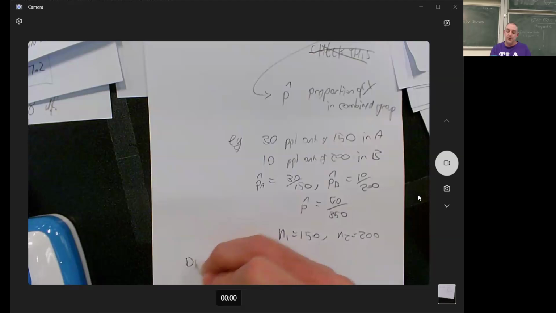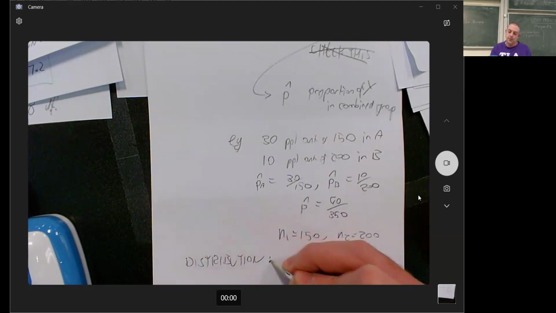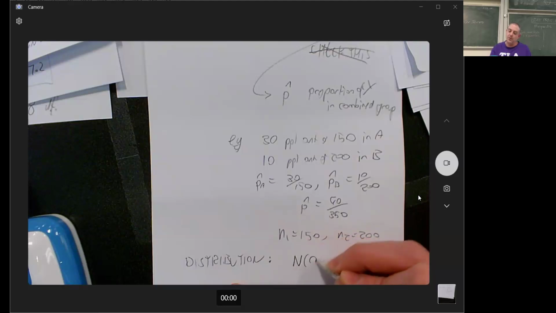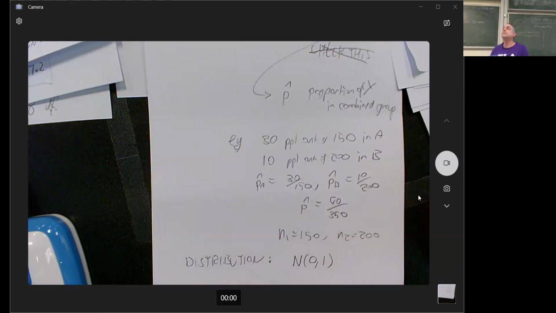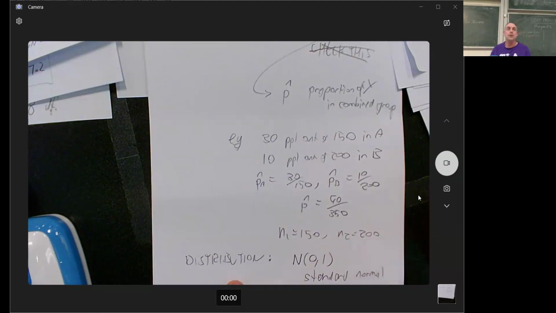And then the distribution is the normal distribution with mean 0 and standard deviation 1. That's how they write normal distributions in this course, right? The standard normal. Okay.